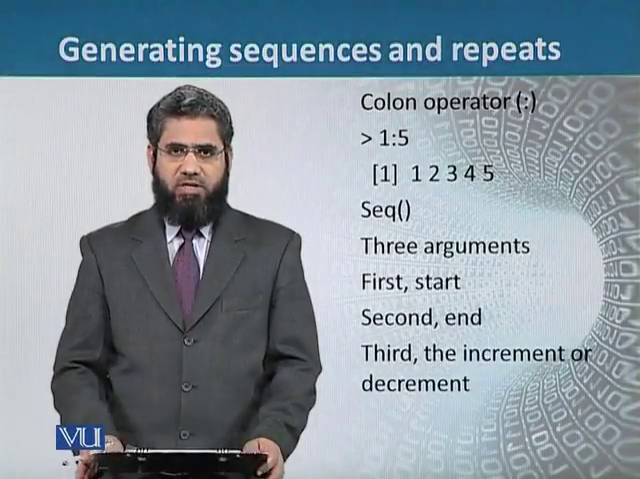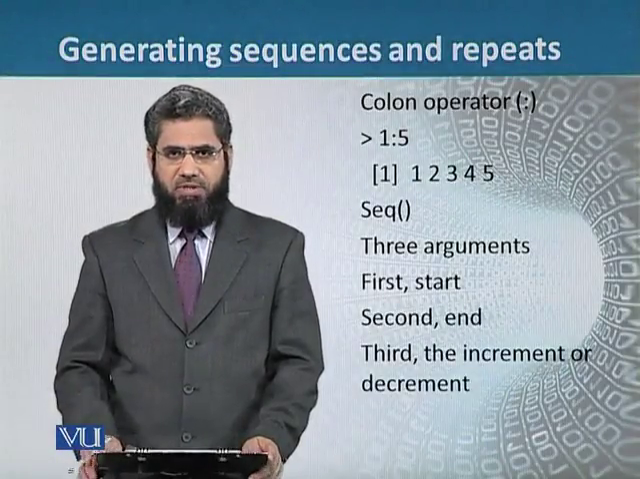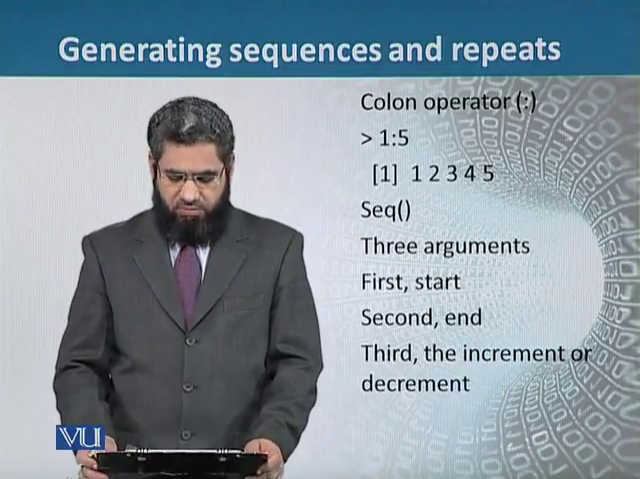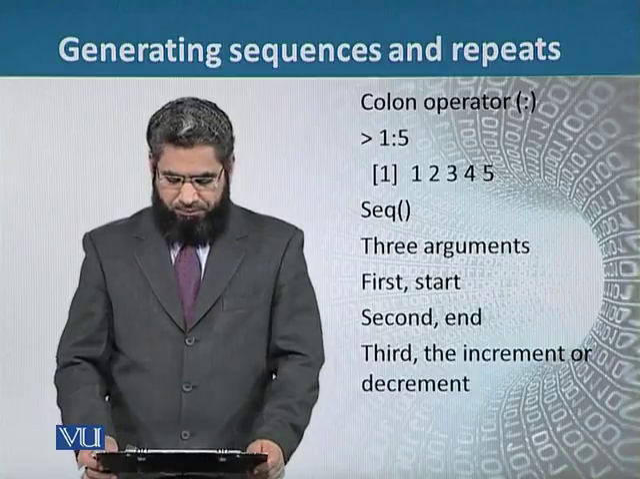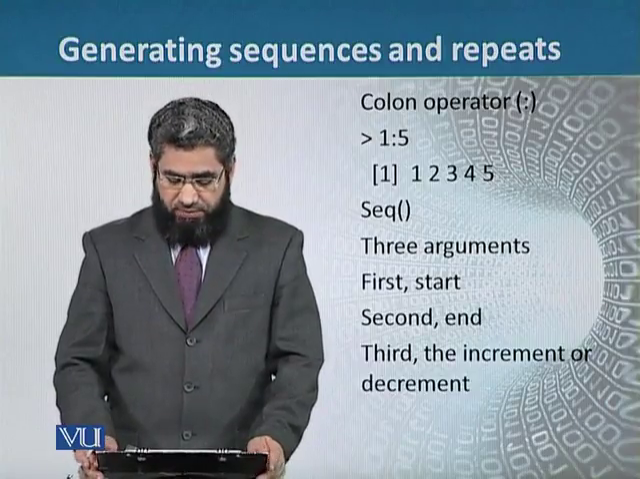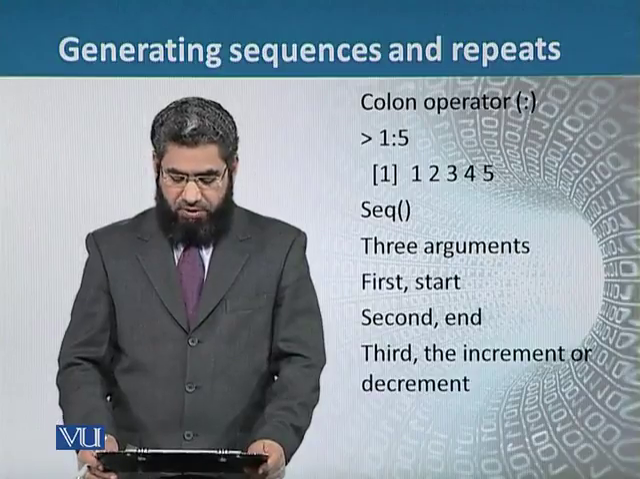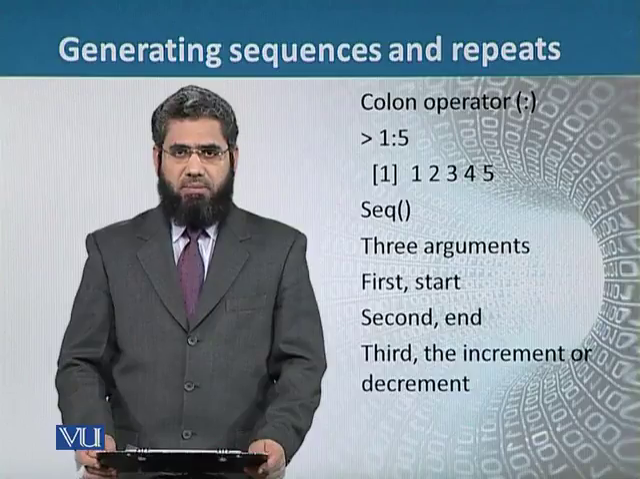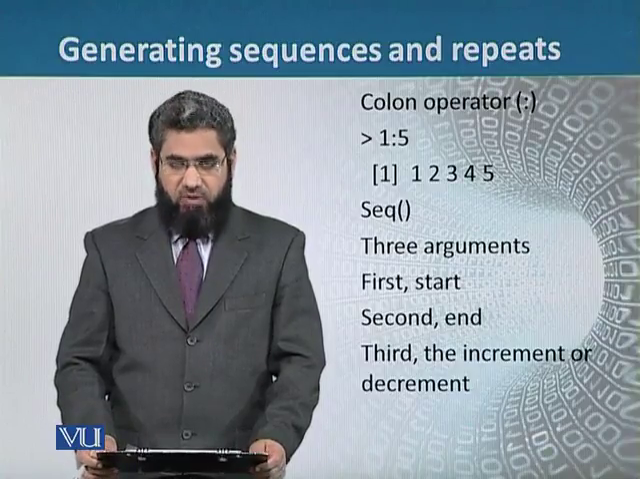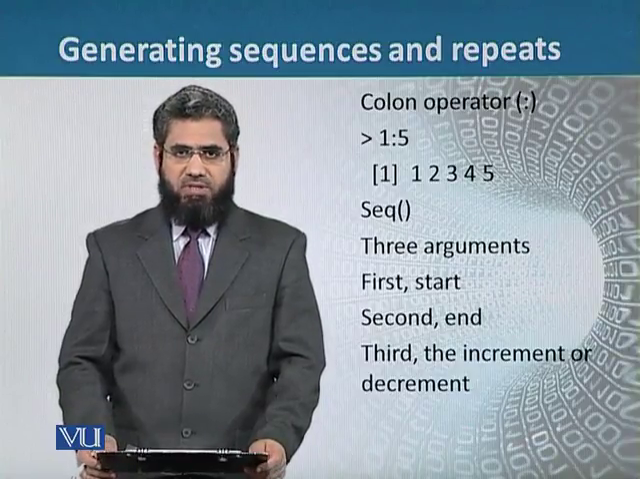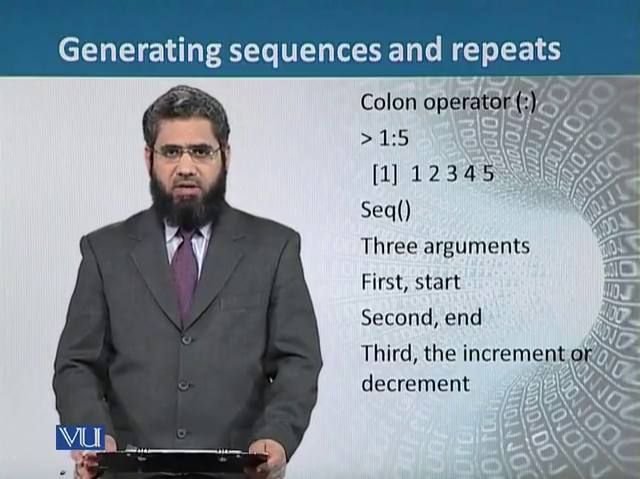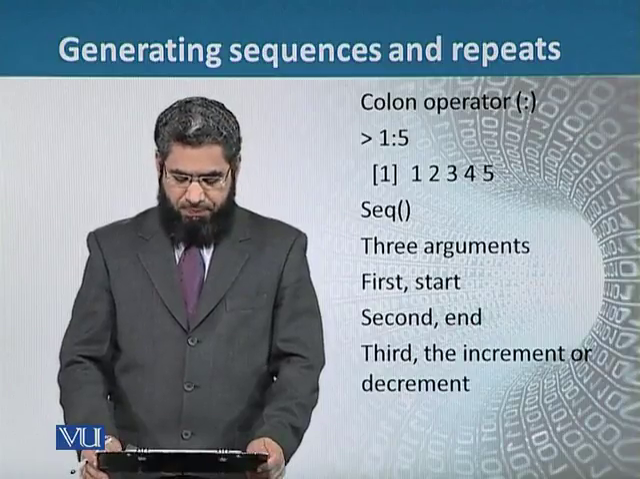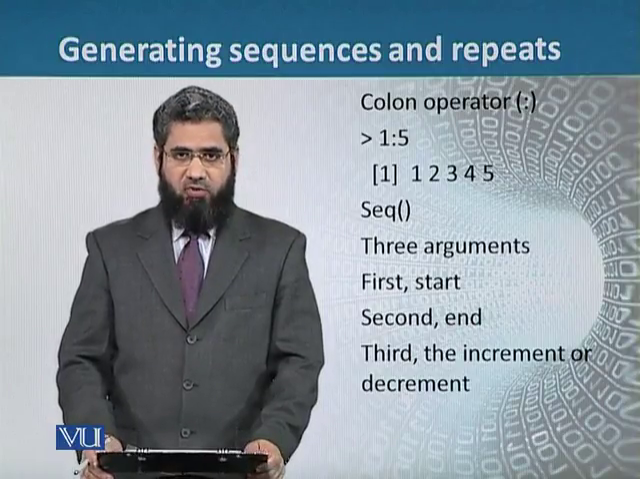We can also generate a sequence of numbers, and for generating the sequence we can use the simple operator colon. If we write the colon between two numbers, it means that we will get equally spaced numbers. For example, in this case, a colon is written between 1 and 5.